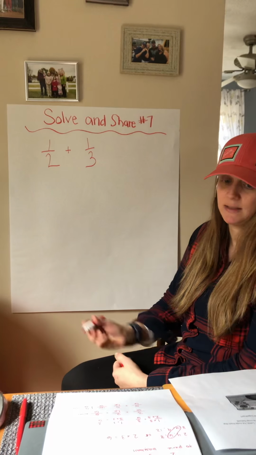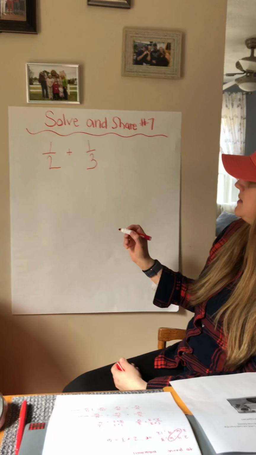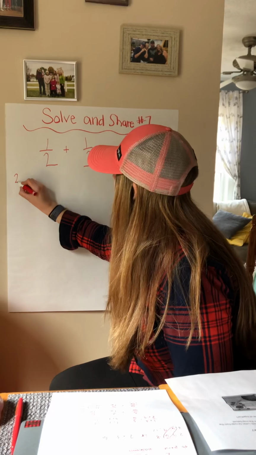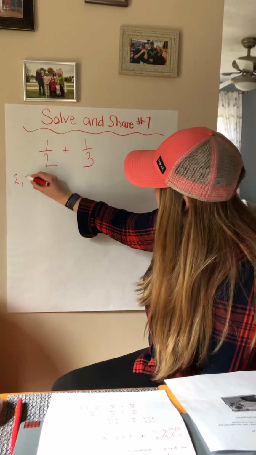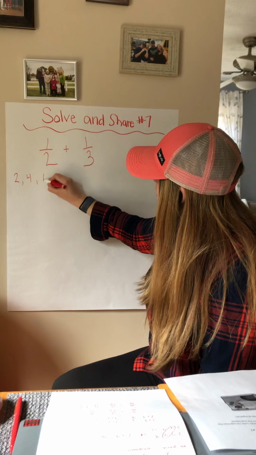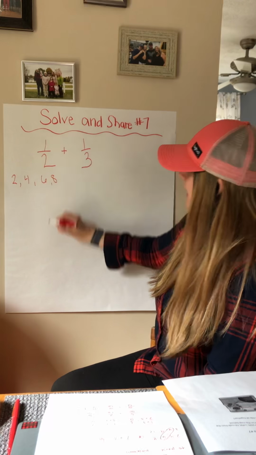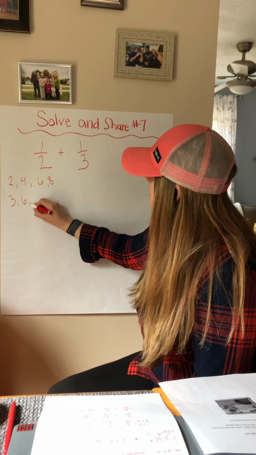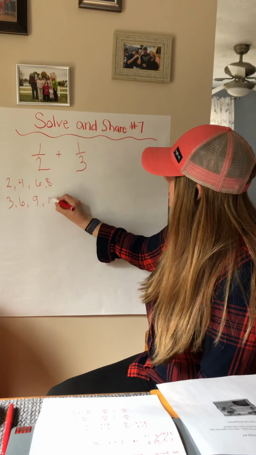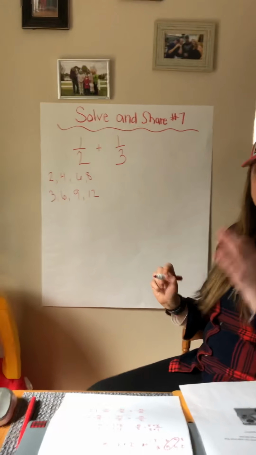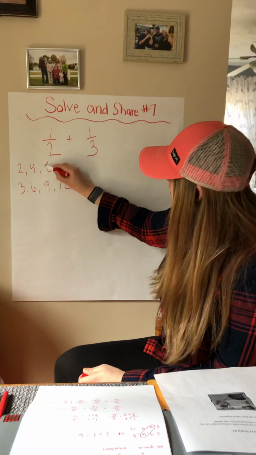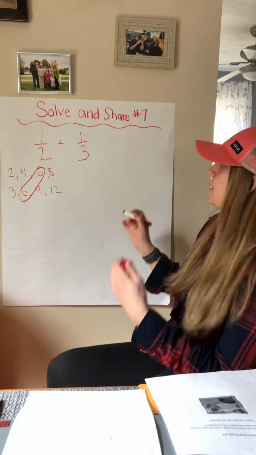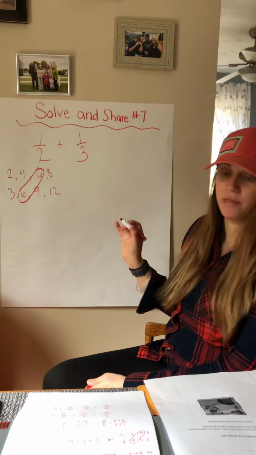his total distance. You can do this one of two ways. You can write all the multiples for 2 and 3, which we'll start with. The multiples for 2 are 2, 4, 6, and 8. And the multiples for 3 are 3, 6, 9, and 12. Here we notice that the same number in both is 6. So we can use 6 as our common denominator for both 1/2 and 1/3.